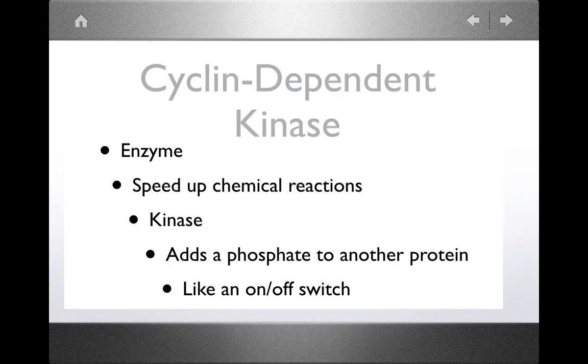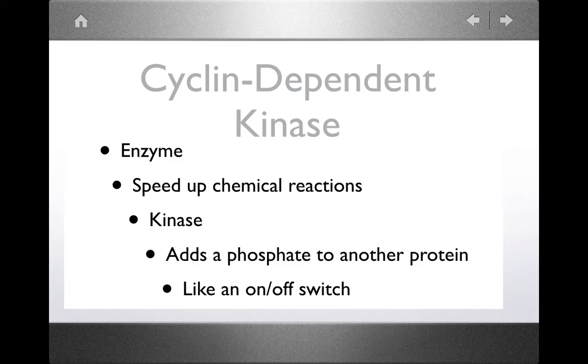These cyclin-dependent kinases are like the accelerator in your car. They are always there, but they're not always active. In this case, it's not a pedal, it's an enzyme. It's a chemical that speeds up other chemical reactions. And the reaction that all kinases carry out is to add a phosphate to another protein. And adding a phosphate to other enzymes will have one of two effects. It will either turn them on or turn them off.